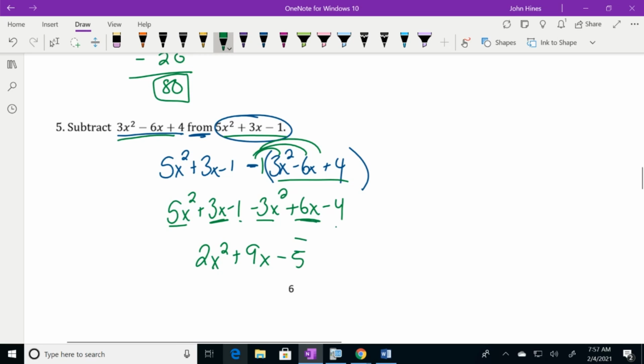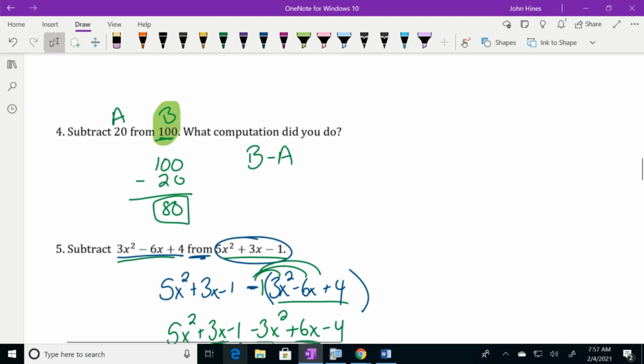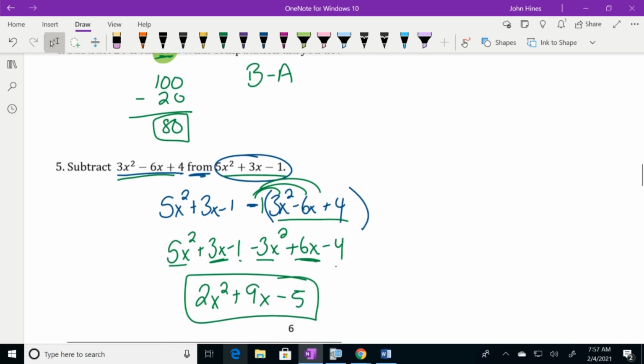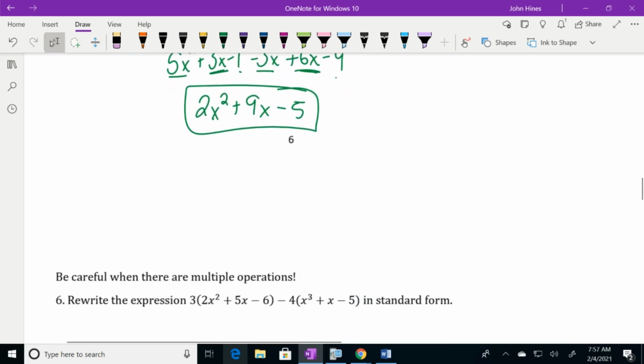And then -5. All right, so I'm going to throw this at you a lot, and it kind of just comes back to understanding the language. When there's numbers, it's really easy. Subtract 20 from 100, we say 80. However, when we go to polynomial land, it gets a little bit messier.